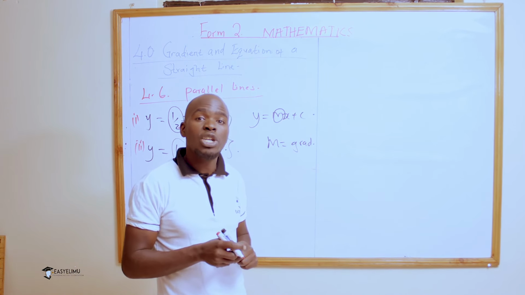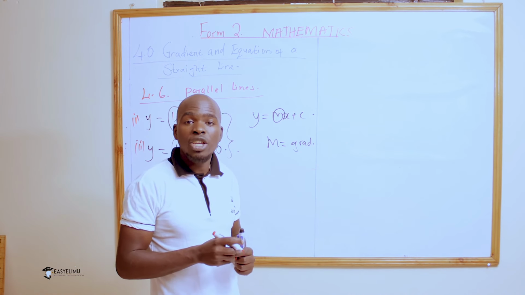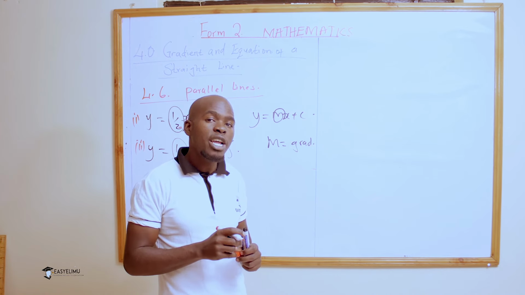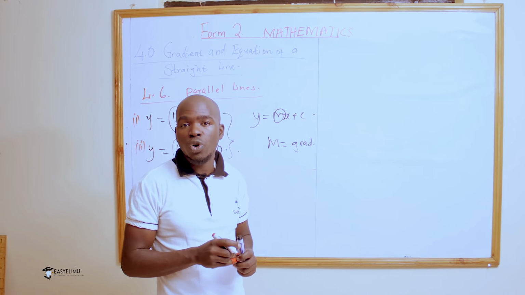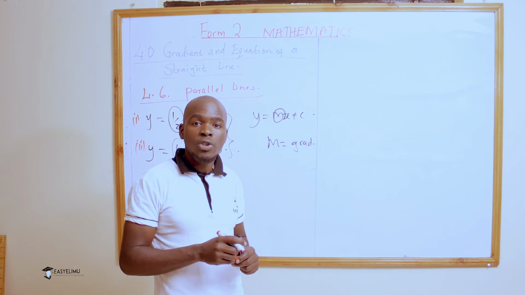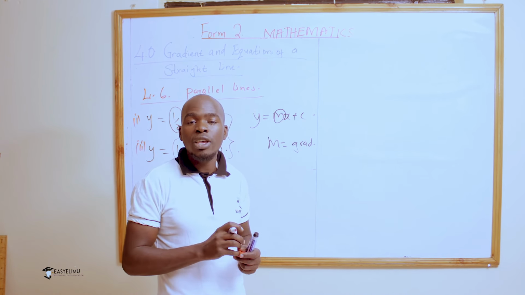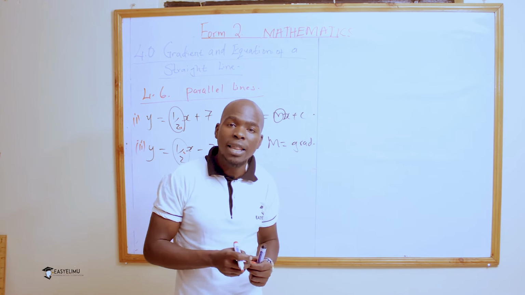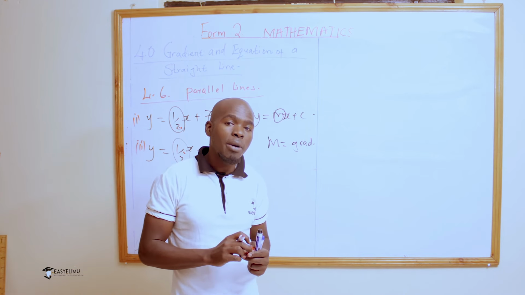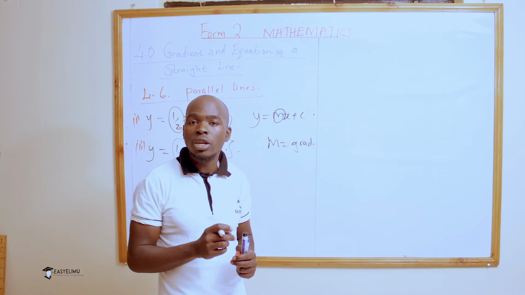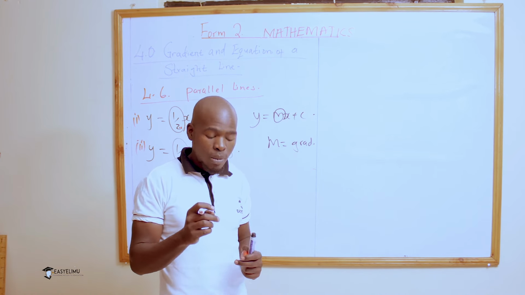If the gradient is not given and the points are given, then you will calculate the gradients and compare the gradients of the two equations, or three or four, so long as you are provided with several of them, and see if they are equal to each other, and you will identify that they are parallel. If the gradients are equal, they are parallel. If not, the lines are not parallel.